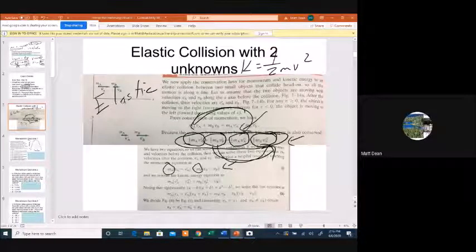Sorry, this top one is the momentum equation. This one is the kinetic energy equation, but it works the same way.